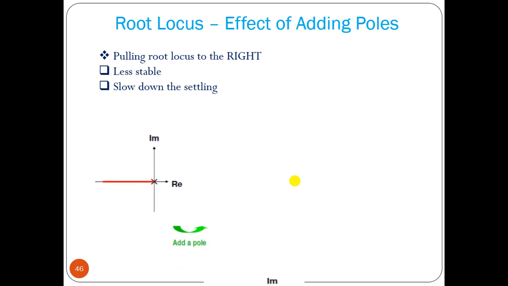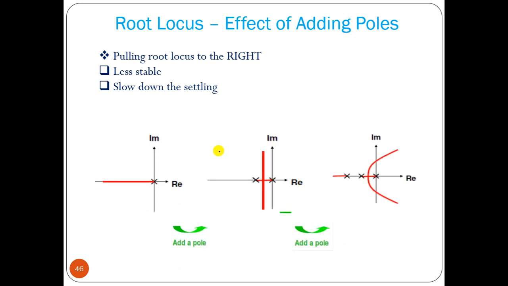One point, let me tell you: if you keep on adding poles, your system becomes less stable and the settling time slows down. With one pole, this is the plot. If you have two poles, this will be the plot. If you have another pole, this will be the plot. So your system becomes less stable if we keep on adding poles.